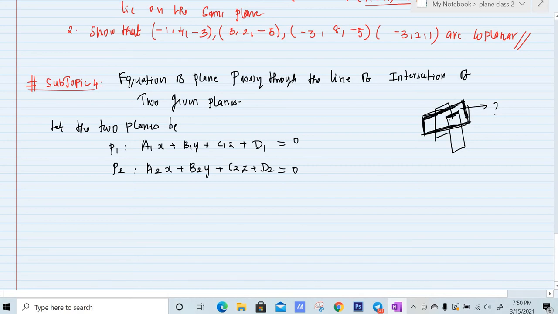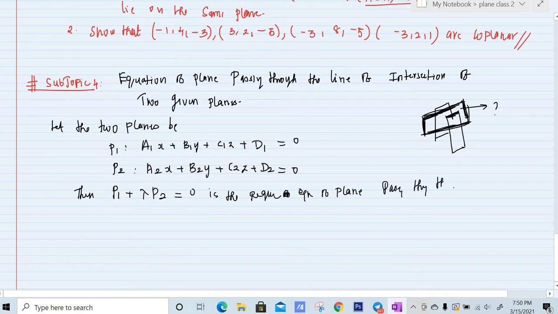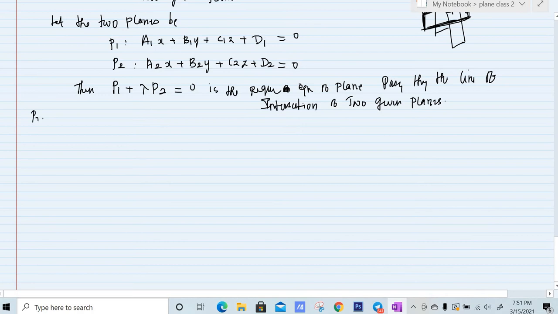Now we need to find an equation of plane that passes through the line of intersection of these two planes, right? That equation is P1 plus lambda P2 is equal to 0. This is the required equation of plane passing through the line of intersection of two given planes. To solve this equation, we need to find lambda. After finding lambda and adding these two planes, we get the required equation of plane. Now we move on to problems based on these subtopics.